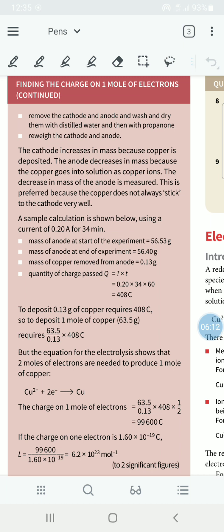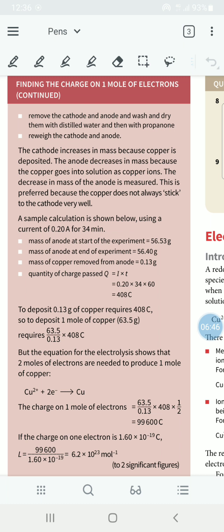A sample calculation is shown below using a current of 0.2 amperes for 34 minutes. Mass of the anode at the start of the experiment is 56.53 grams. Anode at the end of the experiment is 56.40 grams. So the copper that has been removed is 0.13 grams. Then the quantity of charge passed is Q equals IT. Once again, the equation is there. Current is 0.20. T has to be taken in seconds. Therefore, you have to multiply 34 by 60 and you get 480 coulombs.